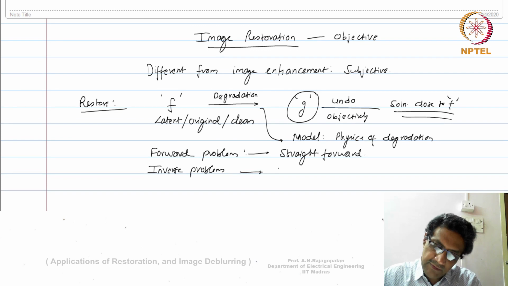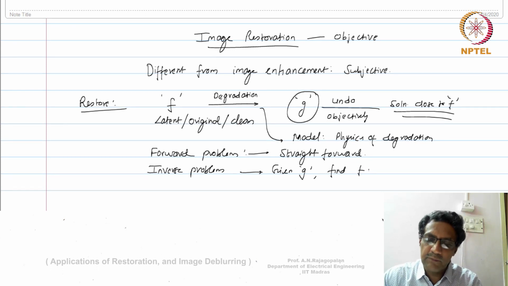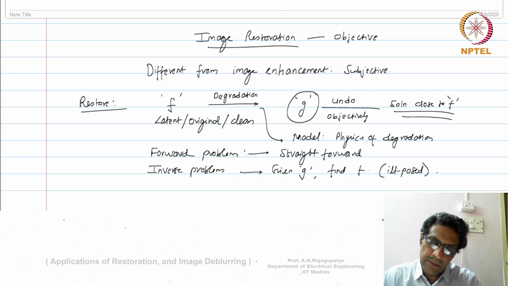Now, the inverse problem is like, given G, estimate, find F. So you have an observation and you need to find F. This is typically an ill-posed problem, and we'll see what that actually means. This notion of ill-posedness is not limited to the restoration domain or the image processing domain. It occurs right across domains. It doesn't have to be just an electrical engineering kind of problem. It can occur in any domain, and therefore most of the things that we will do will be generic in nature. These are things that you could apply in various problems.